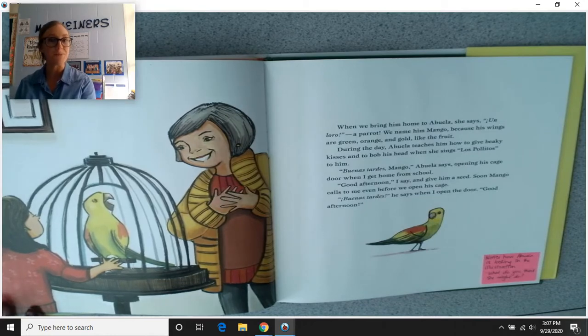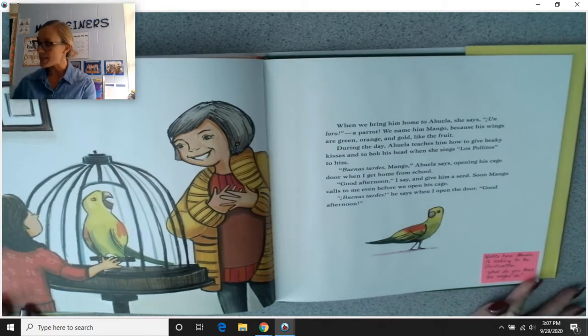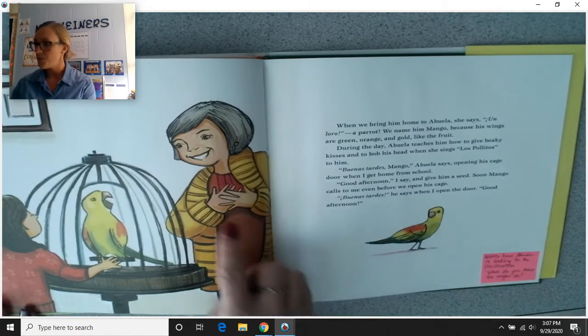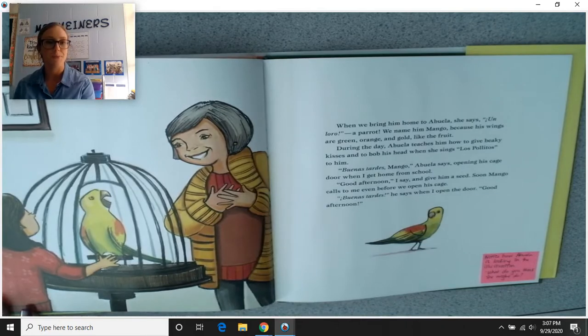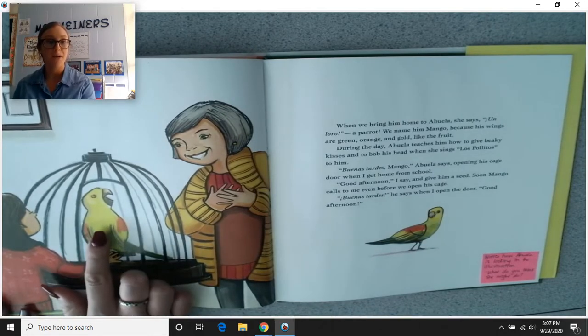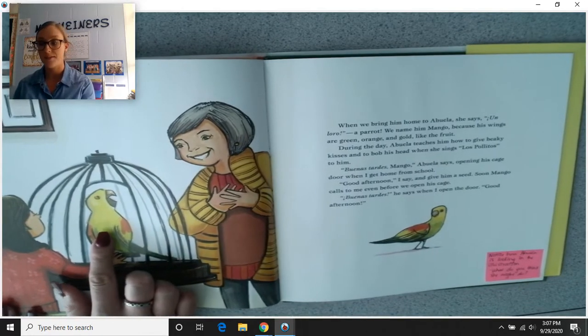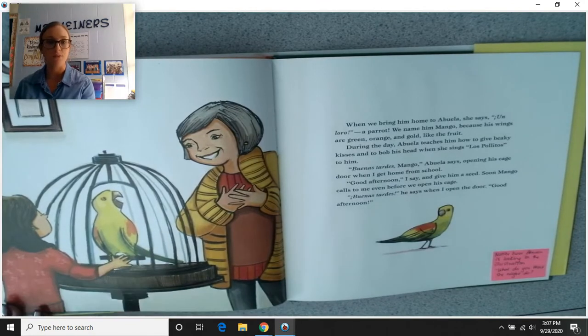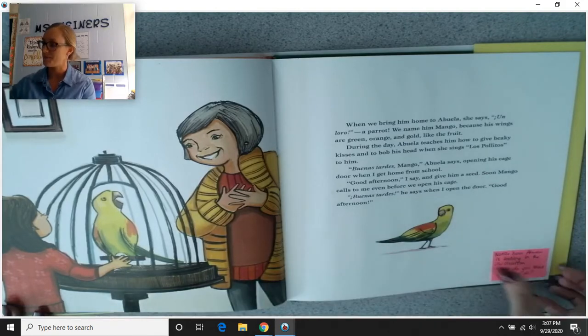Good afternoon. So notice how Abuela is looking now in the illustration. What do you think she might do? She's got this new parrot named Mango that she's going to be spending a lot of time with while Mia's at school. I wonder what she might do with the parrot.